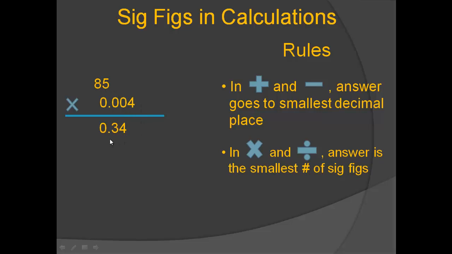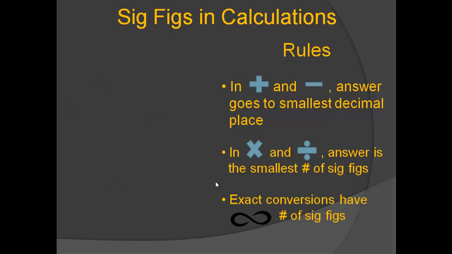So your answer, if you were to put it into your calculator, you would get 0.34. But you have to be smart enough now to know that you cannot report this answer with 2 SigFigs. You have to only report it with 1 SigFig, because the rule is when you multiply and divide, the answer goes to the smallest number of significant figures. Therefore, you have to report it as 0.3. The answer would only have 1 significant figure.